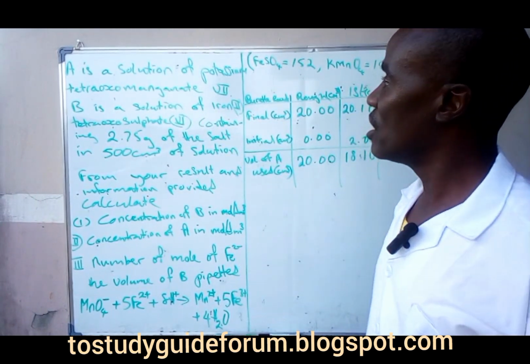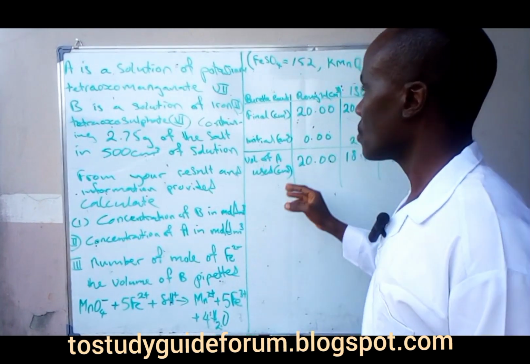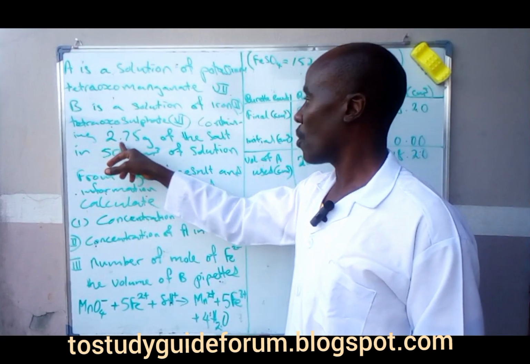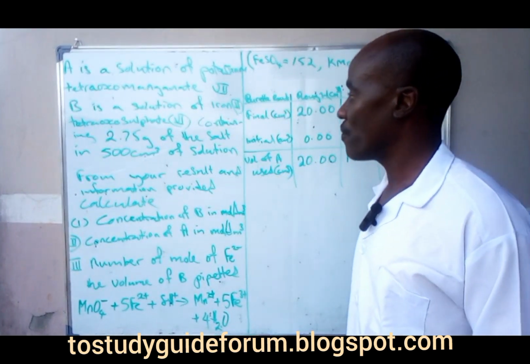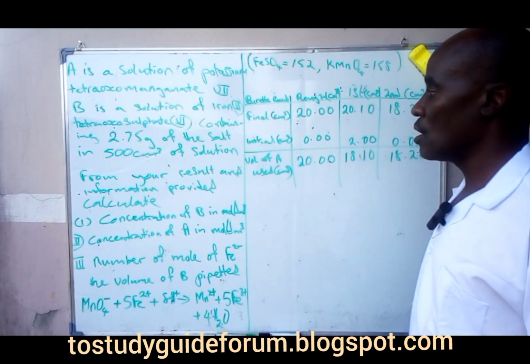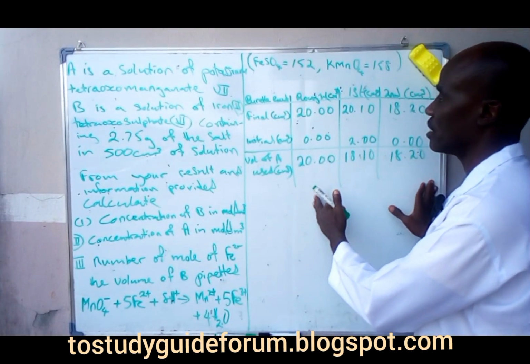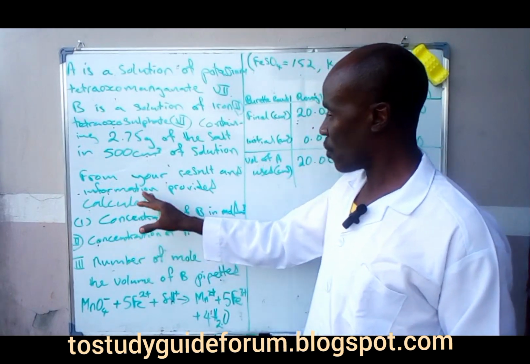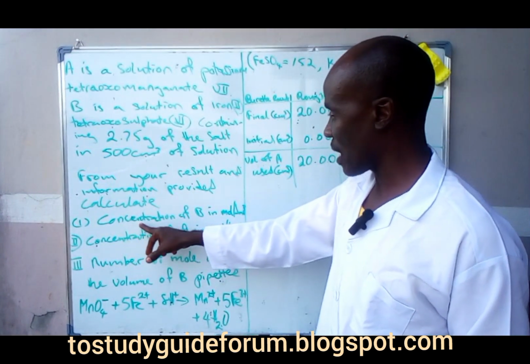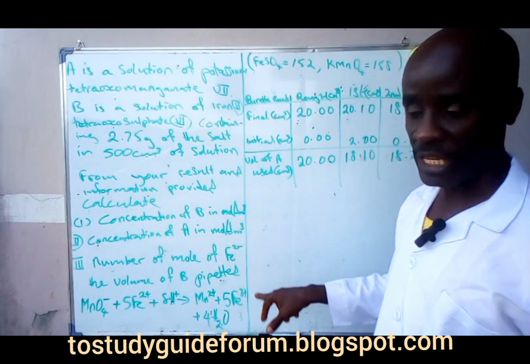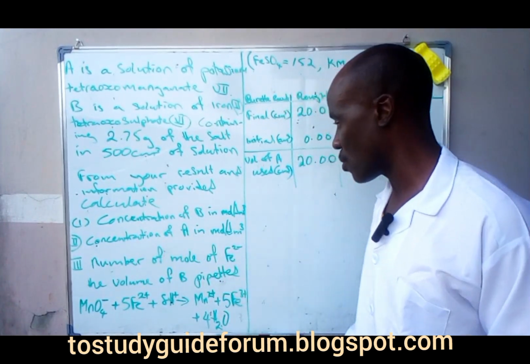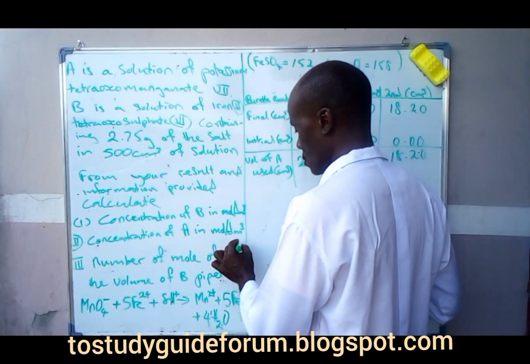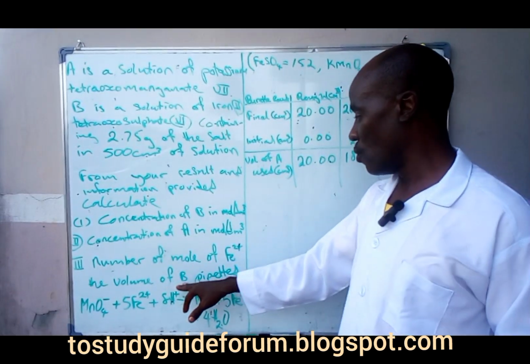Here we have A, a solution of potassium tetraoxomanganate(VII), permanganate(VII). B is a solution of iron(II) tetraoxosulphate(VI) containing 2.75 grams of salt in 500 cm cube of the solution. From the results, we have the volume of the titer in the table. From the results and information provided, we have to calculate the concentration of B in mole per dm cube, then the concentration of A in mole per dm cube, and the number of moles of iron(II) ion in the volume of B pipetted.